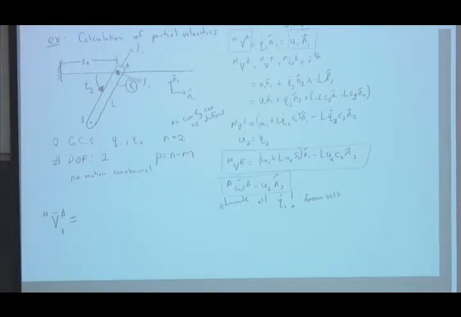And recall the definition of the partial velocities is V equals the sum of VR, the Rth partial velocity, times UR plus VT. So this is a general expression for any velocity in the system. We have a velocity in the system. What would the partial velocity, what would VR and VT be in this case?